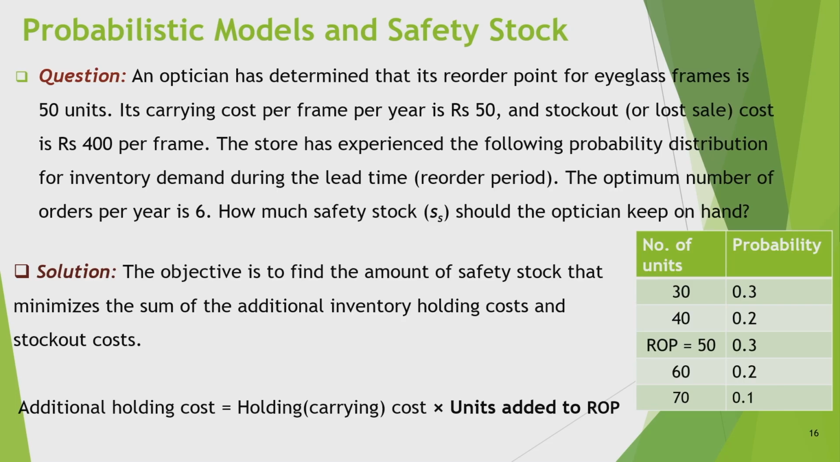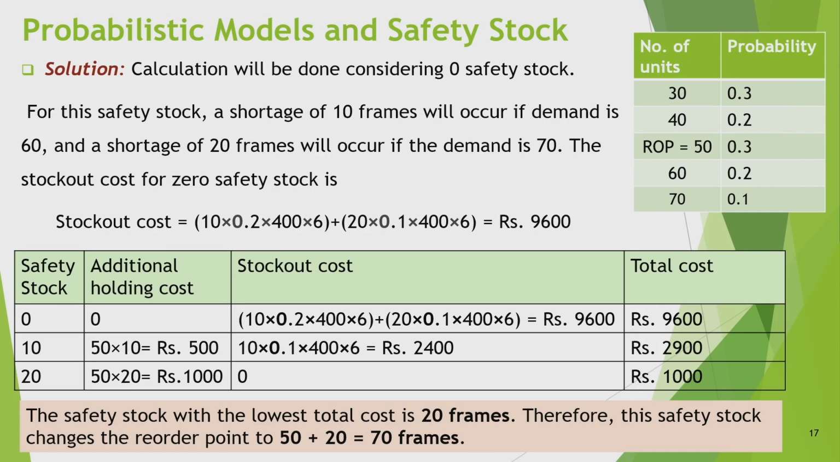So, the solution is that the objective is to find the amount of safety stock that minimizes the sum of the additional inventory holding cost and stock out cost. Additional holding cost is equal to holding cost times units added to ROP. So that means this is extra holding cost. Calculations will be done considering zero safety stock. For this, a shortage of 10 frames will occur if demand is 60, and a shortage of 20 frames will occur if the demand is 70.